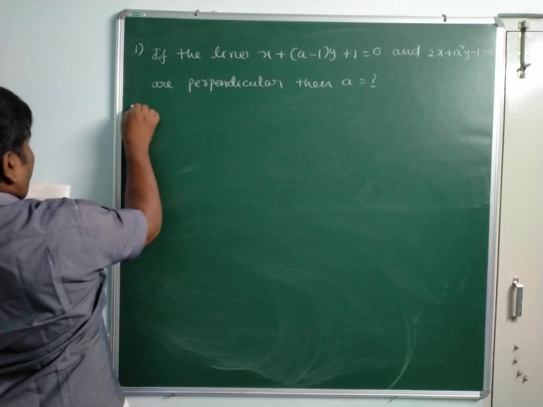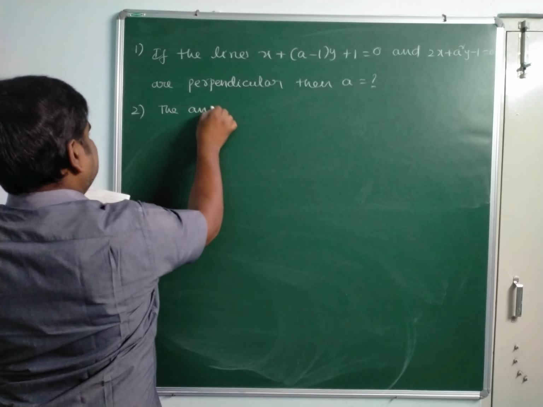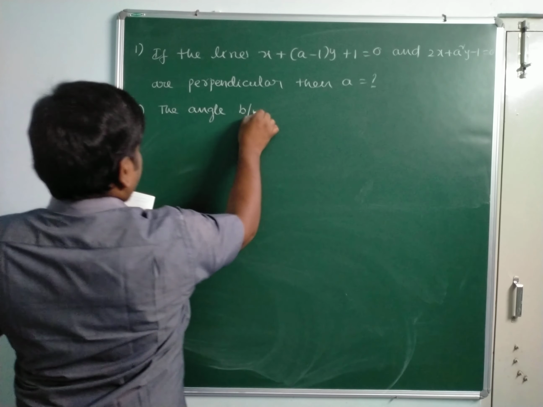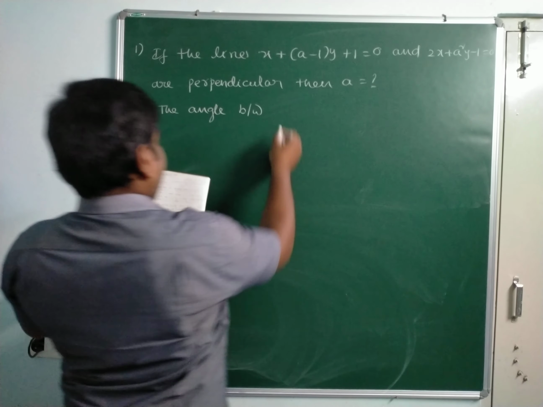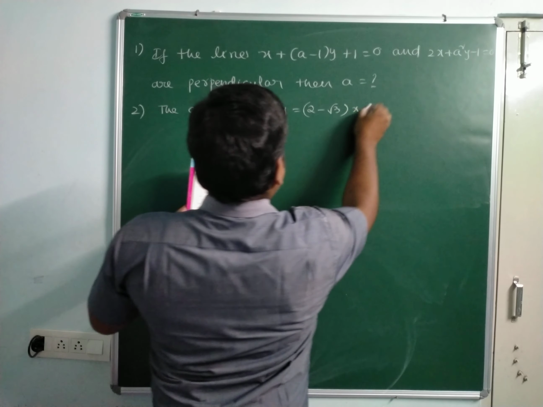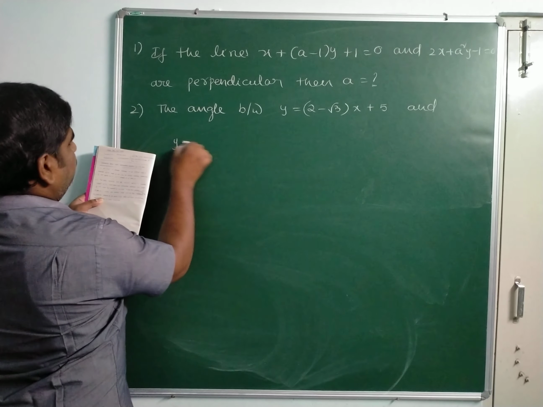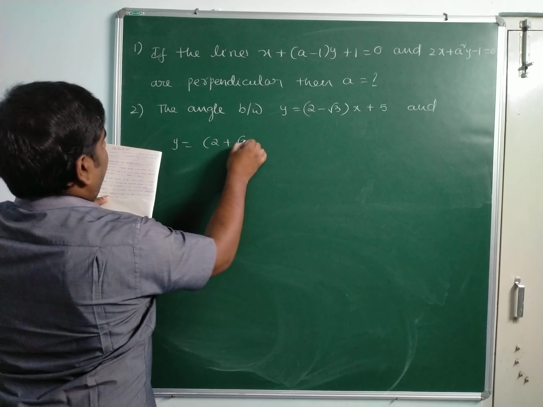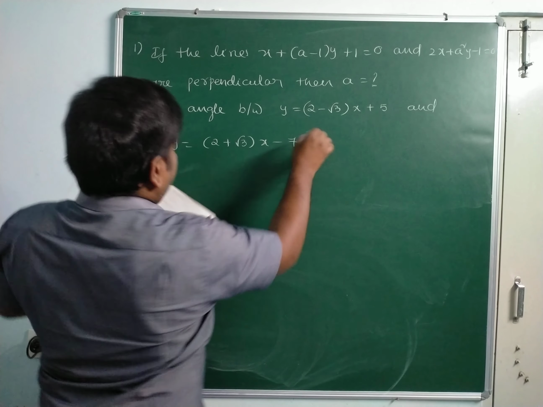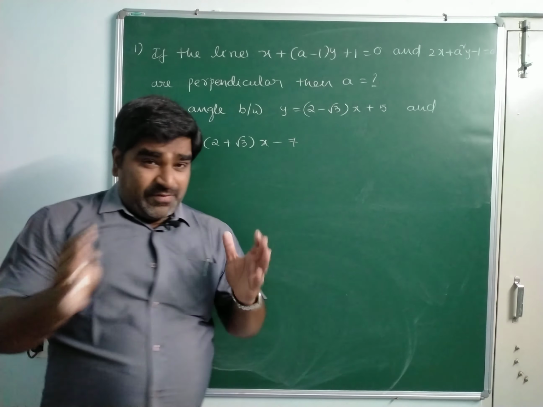And one more question to you: the angle between the lines. If you don't know the answer, we'll discuss it in the next class. The angle between y is equal to (2 minus root 3) into x plus 5 and y is equal to (2 plus root 3) into x minus 7. These two questions are for you, post the answer in the comment box.